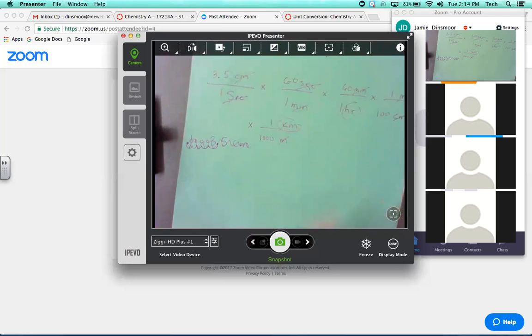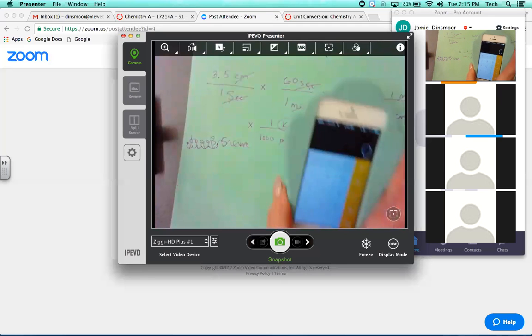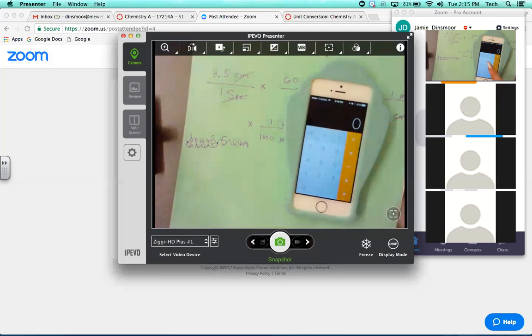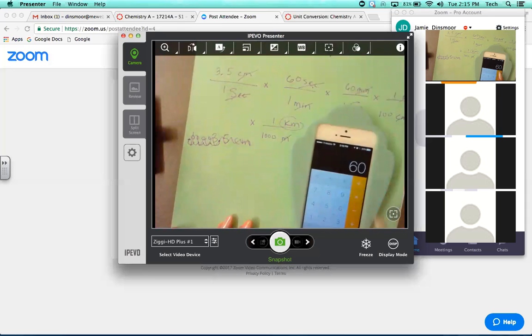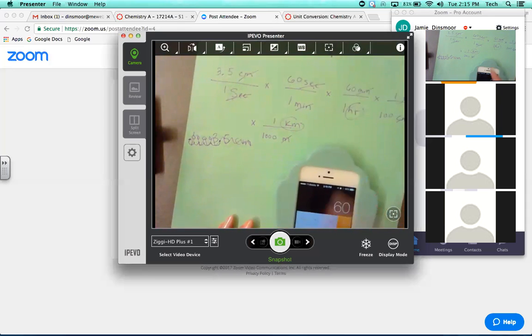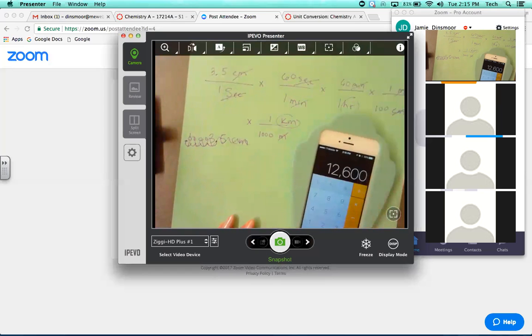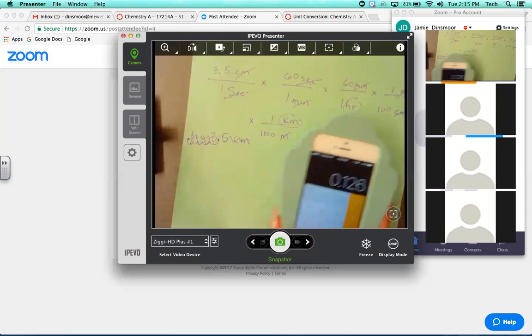So using your calculator, or you could even type it into your computer, or use the computer calculator, we're just going to multiply all this stuff out and see what we get. So I can get my calculator open here. Okay, we're going to be doing 3.5 times 60 times 60. And then we're going to be dividing that by 100 and dividing everything by 1,000. And we end up getting 0.126.